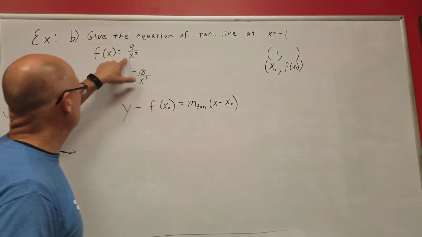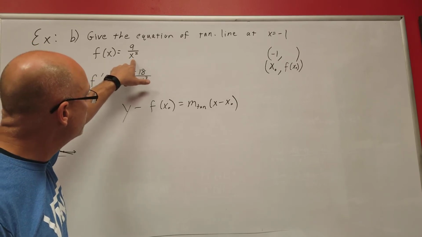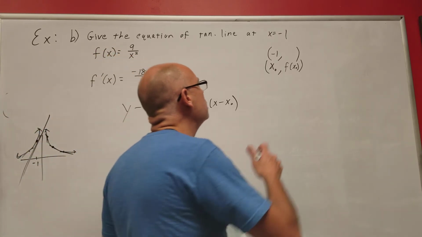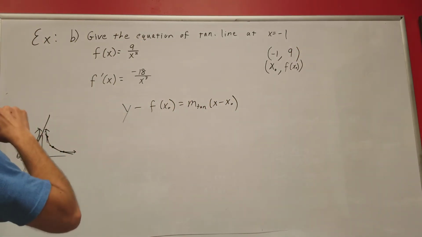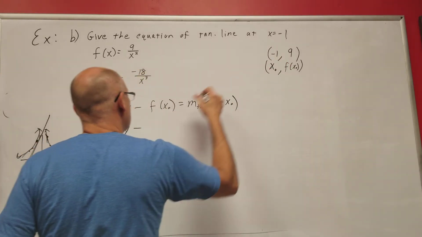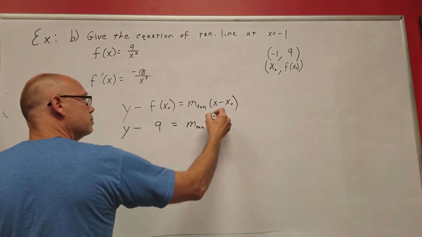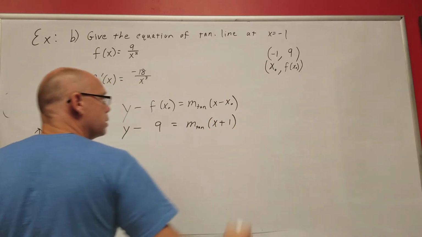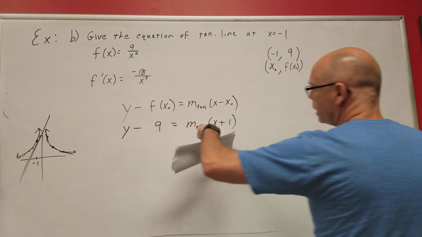So to find the output of the function whenever the input is -1, sub in -1 right here. What do you get? 9 over what? (-1) squared, or 9 over 1, or 9. All right, so far I have y minus f of x naught, which we said was 9, is equal to m tan, which I don't know yet but I'm about to find, times x minus x naught, which is -1. So minus -1 is +1. So all I really need to do is find m tan and then simplify here.